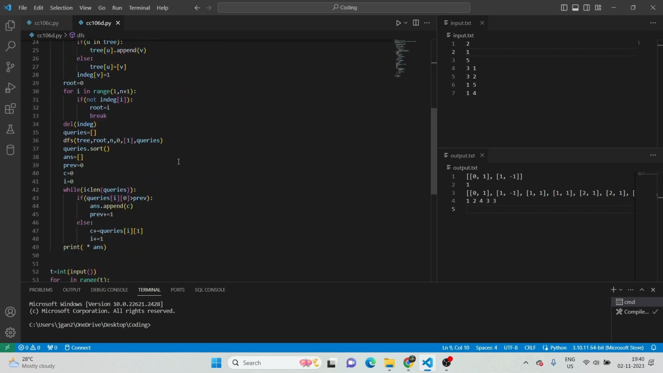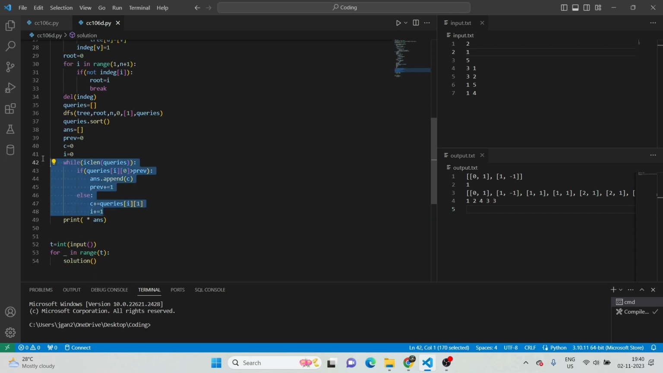And basically by doing the line sweep algorithm, we can find the number of vertices that can occur at each of the indexes. Thank you.